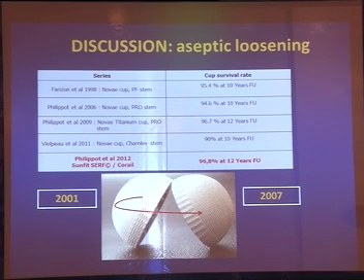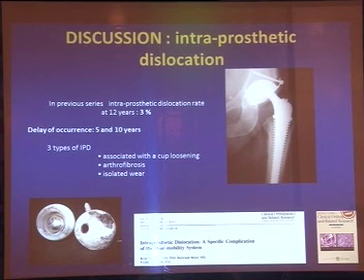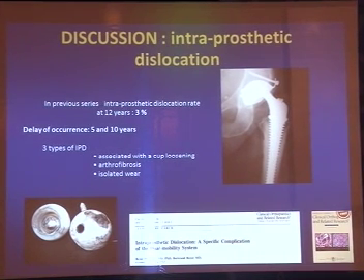Regarding the long-term acetabular cup osseointegration, the survival rate is good. If we compare our result with those published in the literature about long-term follow-up, we have good results with this cup. Concerning the dislocation rate, in our series it is 2%, which is not significant considering the data from the literature about single mobility cups. In previous series about the dual mobility cup, intraprosthetic dislocation was a major complication with a rate near 3%. In our series, we have no such complication.